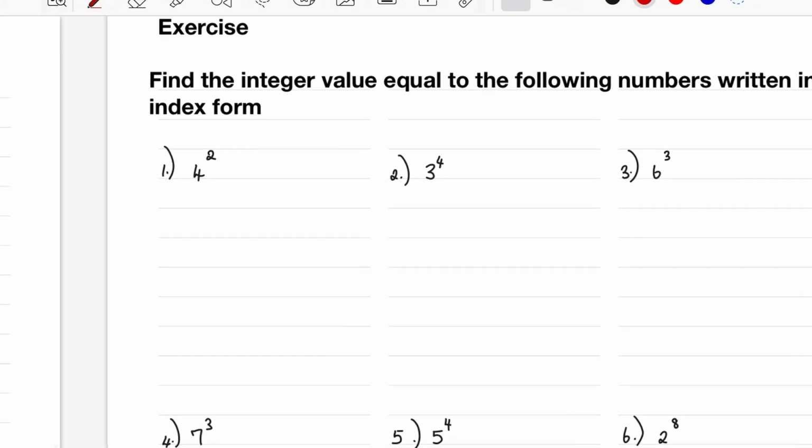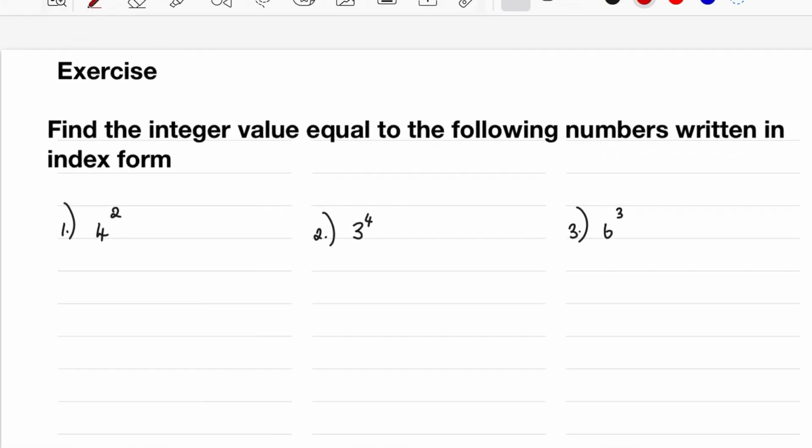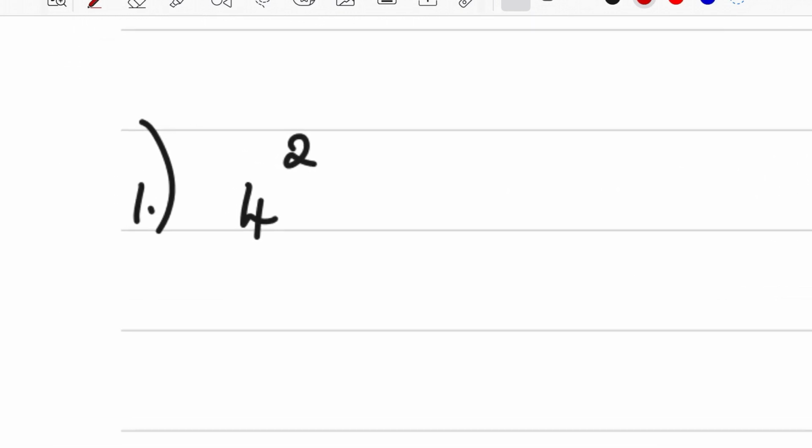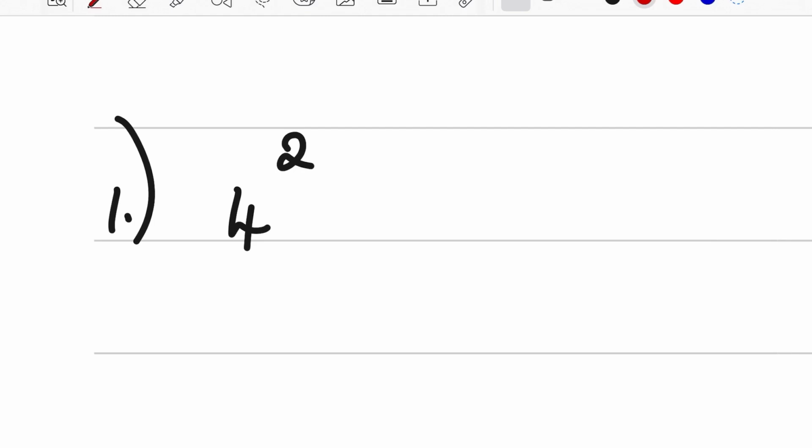Okay, so for this first exercise here, same instructions, find the integer value equal to the following numbers written in index form. So we're going to start with the first question, which is 4 squared. Now this is 4 multiplied by itself. 4 times 4 is 16. And I'm writing the answers vertically so you can see each step clearly.